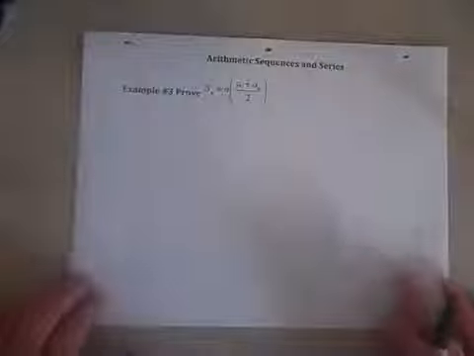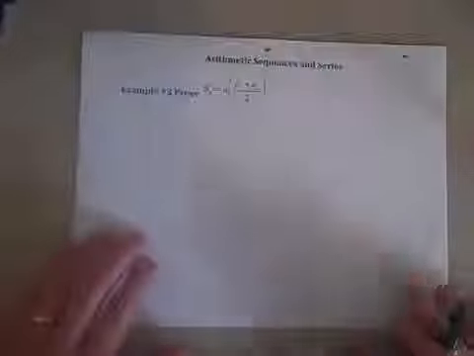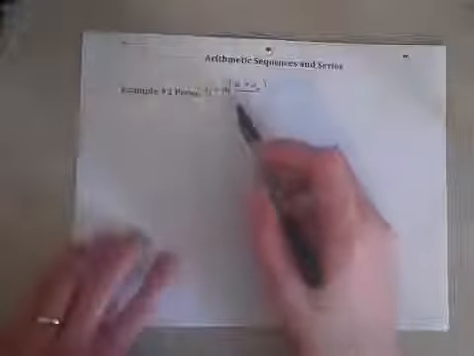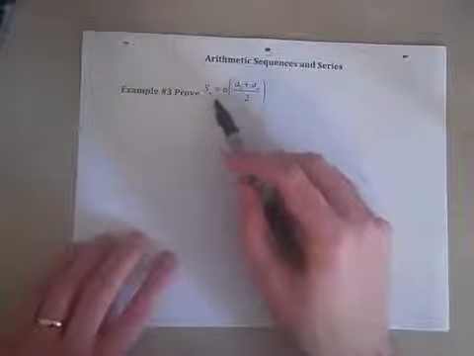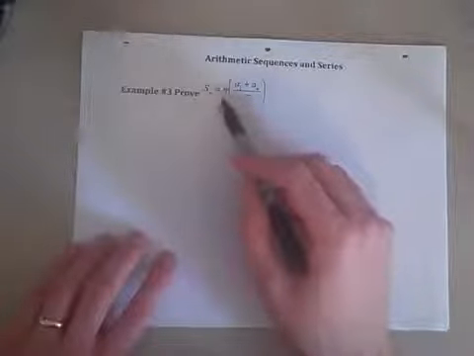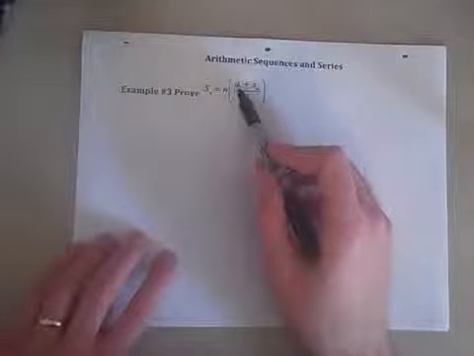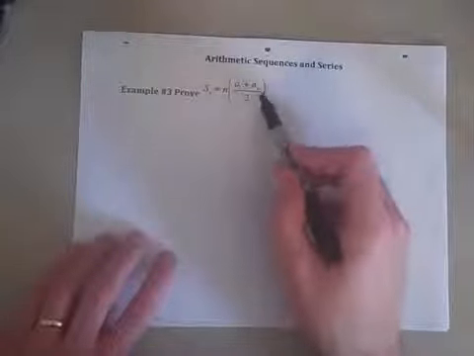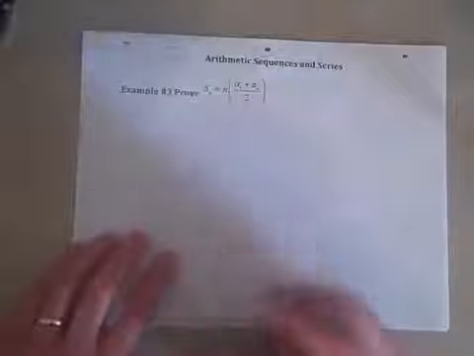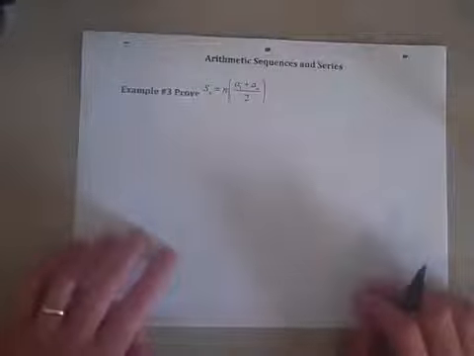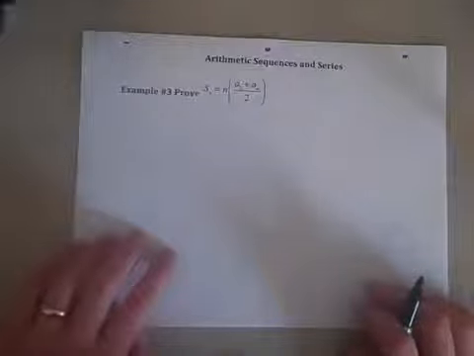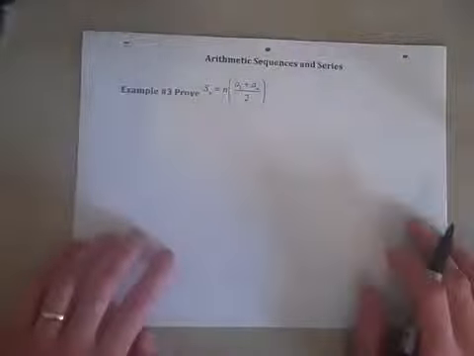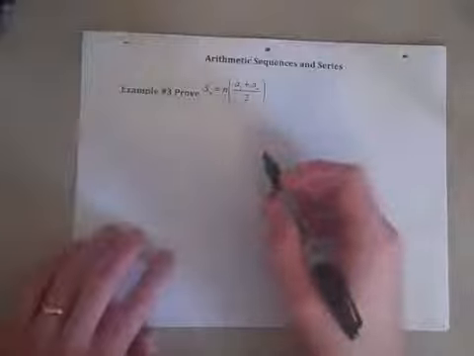Okay, now we're going to prove that the sum of any nth number of terms is n times the first term plus the last term, divided by 2. So a sub 1 plus a sub n divided by 2. Okay? So we'll do this problem, then we'll take a break, and then you can look at part 2 of arithmetic sequences and series.